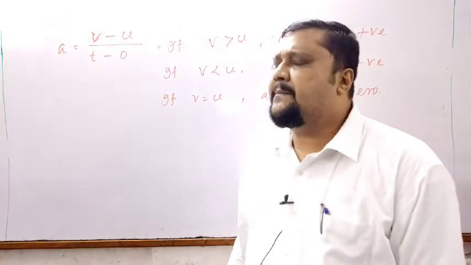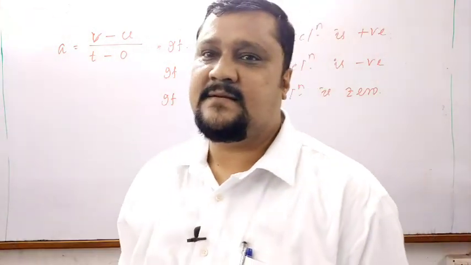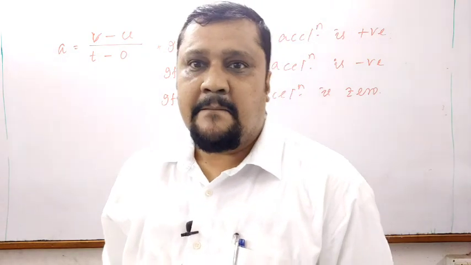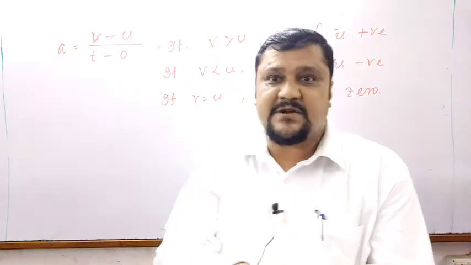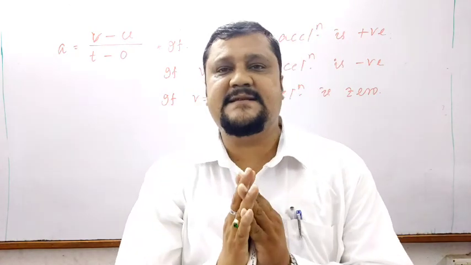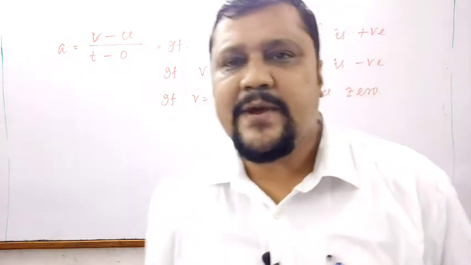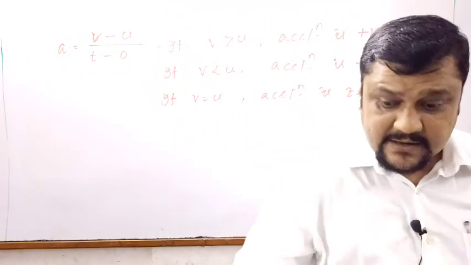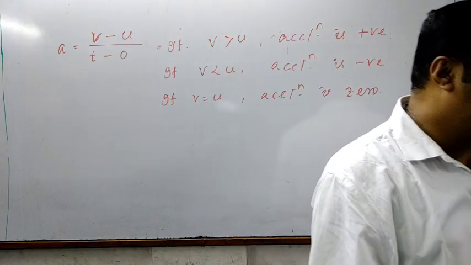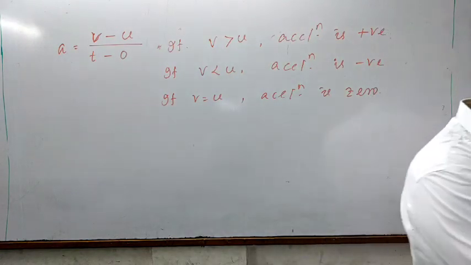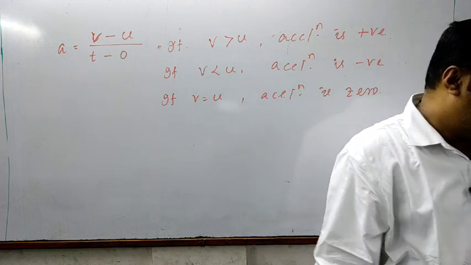Or you can say a bus starts from the bus stand, and its acceleration increases to reach the destination. But when it reaches the bus stand, at that destination, its velocity decreases, so the acceleration is negative. So these are the meanings of positive, negative and zero acceleration. And there are other things we can discuss here.